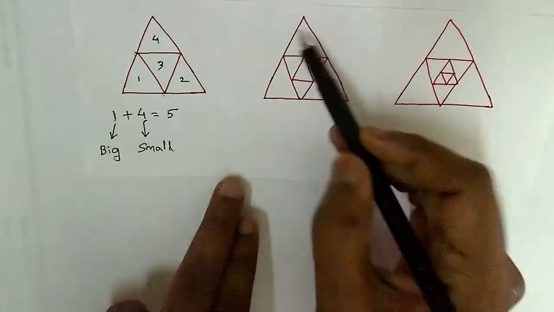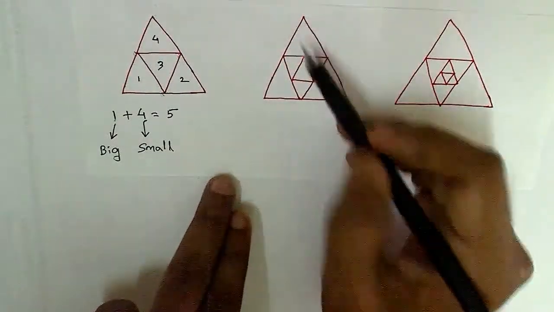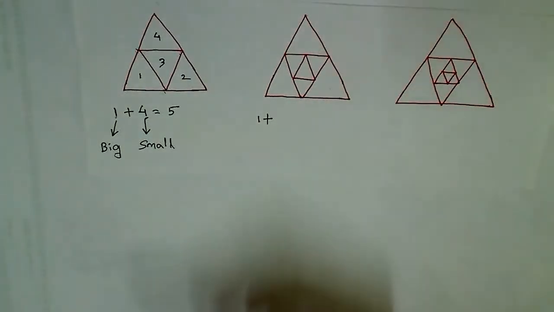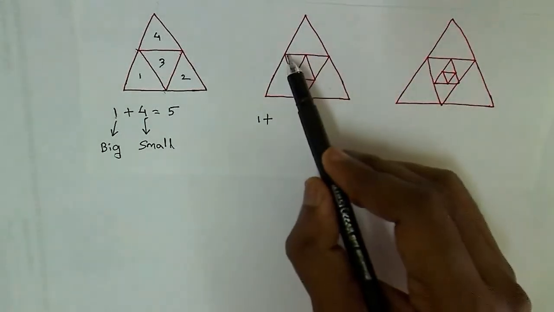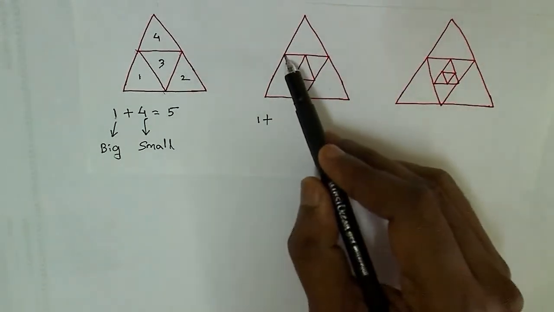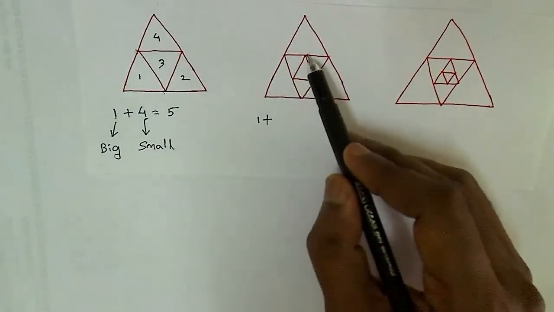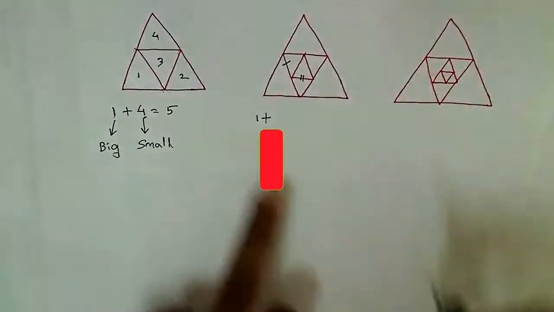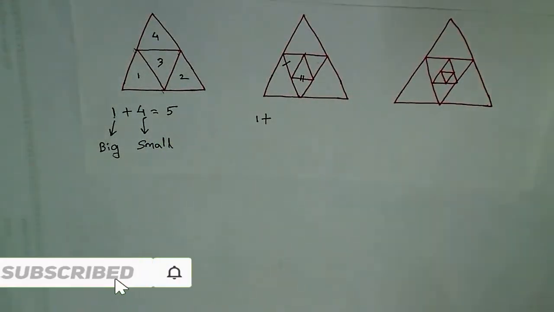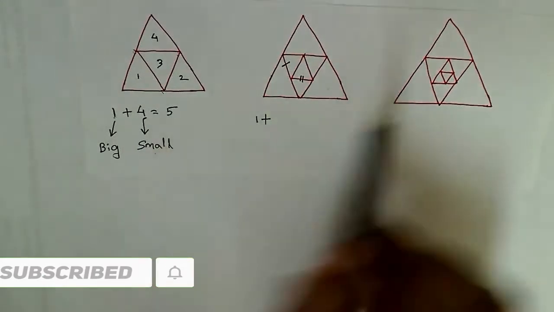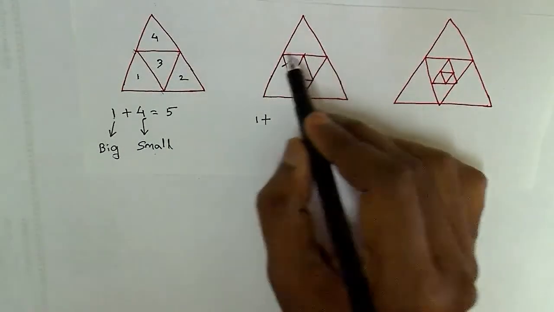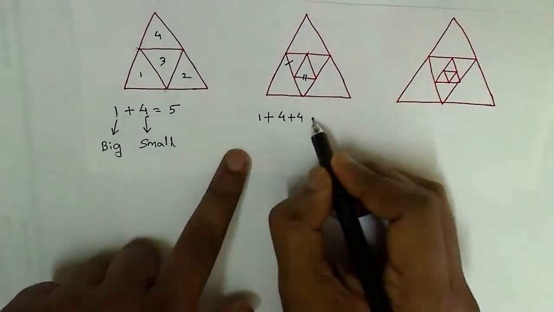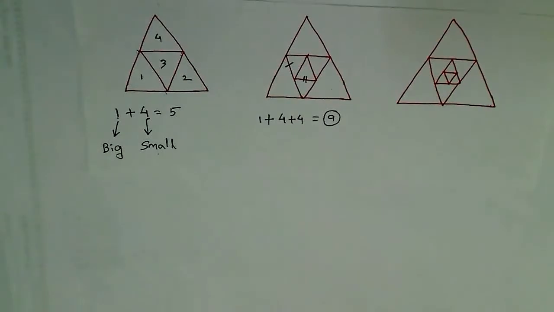So same concept will apply over here. How many big triangles are there? Only one big triangle. So I'll write 1 plus. Inside this big triangle, how many small triangles are there? You can see this is one small triangle, and this is one more small triangle. So 2 small triangles are there. And for small triangle, we'll add 4. So since 2 small triangles are there, 2 times we will add 4. So total number of triangles in this figure will be 9.